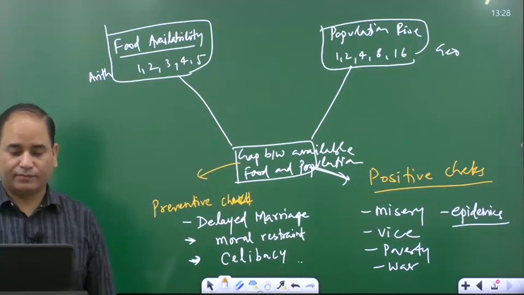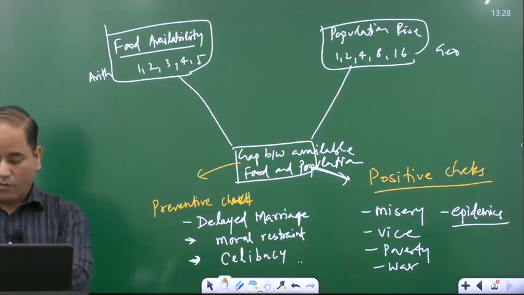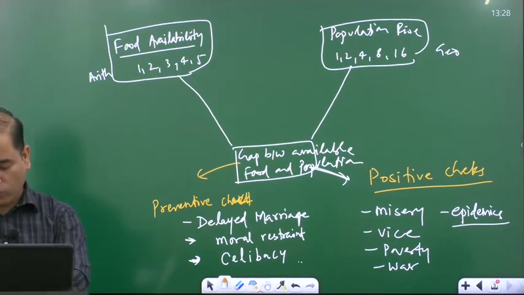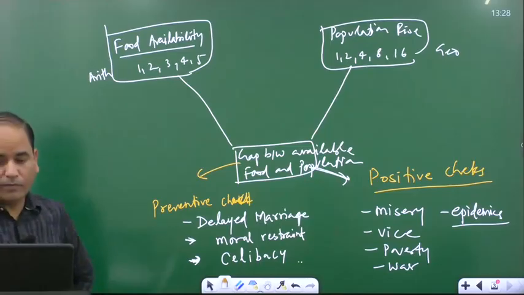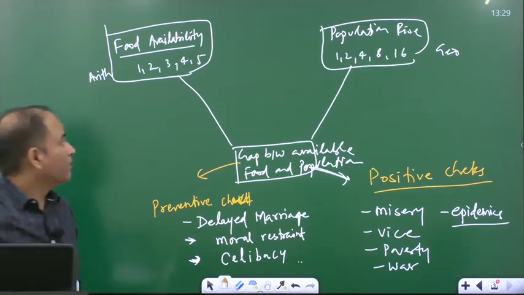Please write a few lines. The British economist and historian Thomas Robert Malthus propounded the first population theory in his famous book, Essay on the Principle of Population.